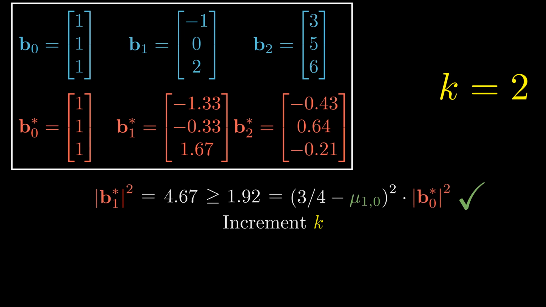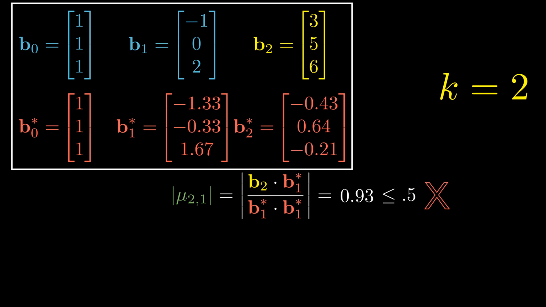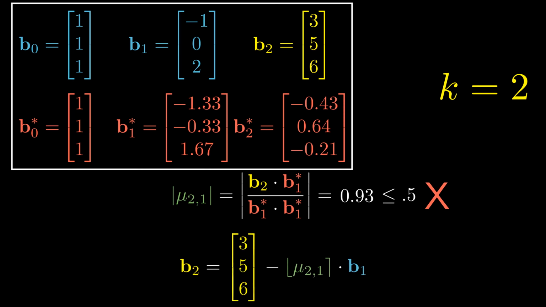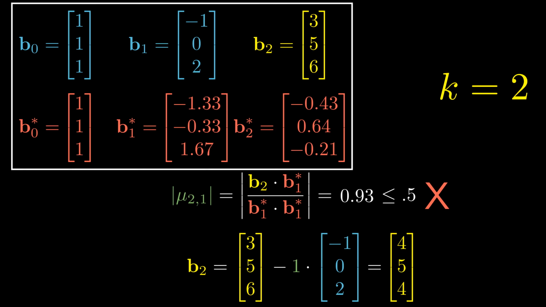Our working vector now becomes b2, and we again check the size condition. Unfortunately here, mu21 has a magnitude greater than 0.5, so the size condition is not satisfied. Thus we update b2 by taking the old value of b2 and subtracting off the rounded value of mu21 multiplied by the basis vector b1. We plug in all of the appropriate values, and then we arrive at b2 being updated to the vector 4, 5, 4.